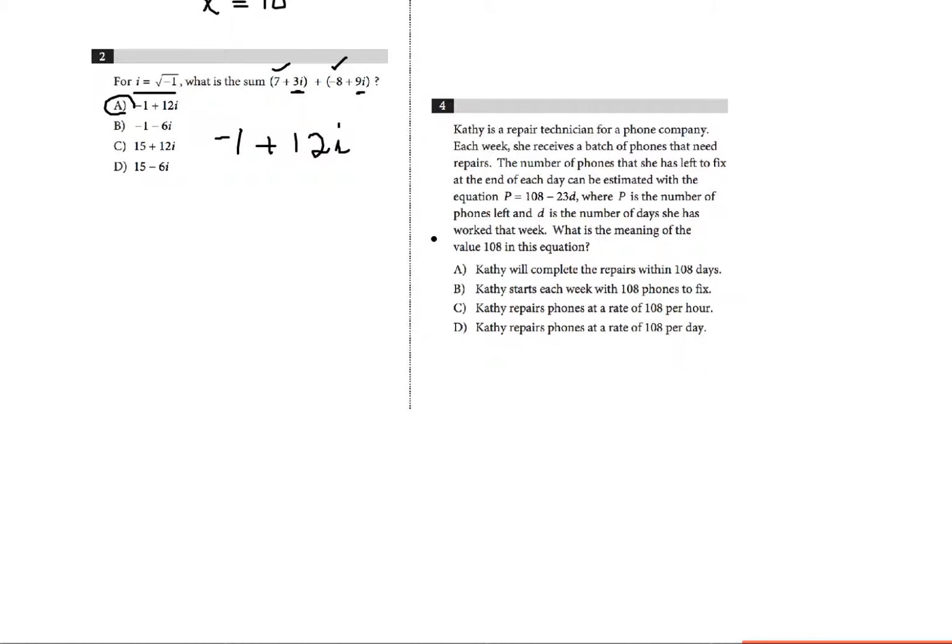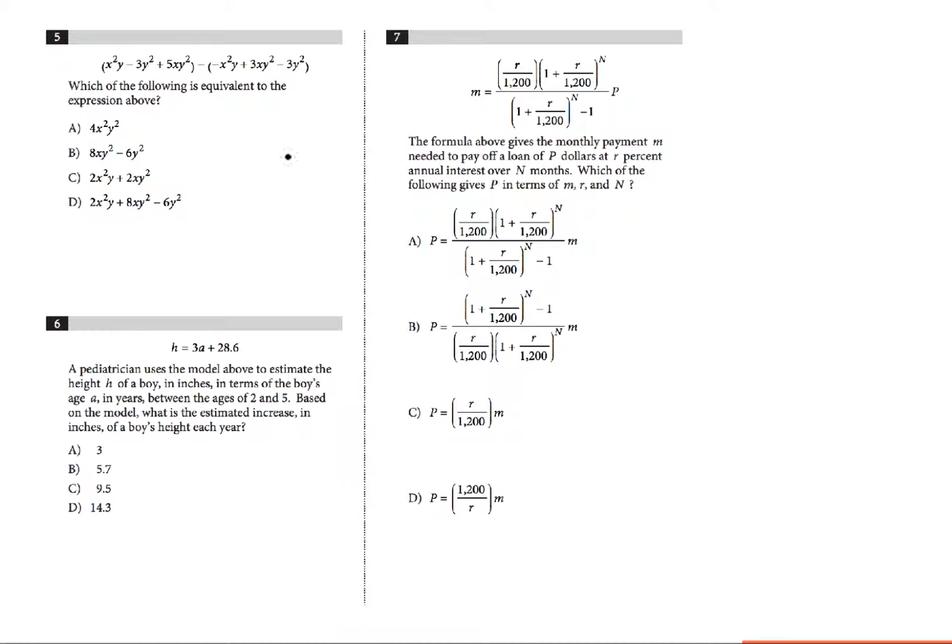Well, one thing you can do is you can put a 0 in for the days, and you can see that she's starting out with 108. On day 0, she's starting out with 108 phones. So 108 is what she starts the week with, 108 phones to fix. I'll go into more details in the problems that are a little bit more difficult. So let's move on to 5.